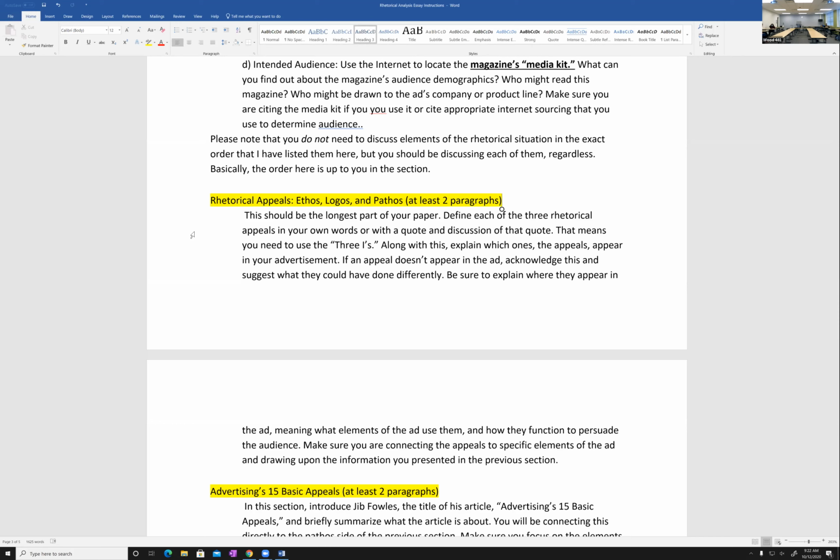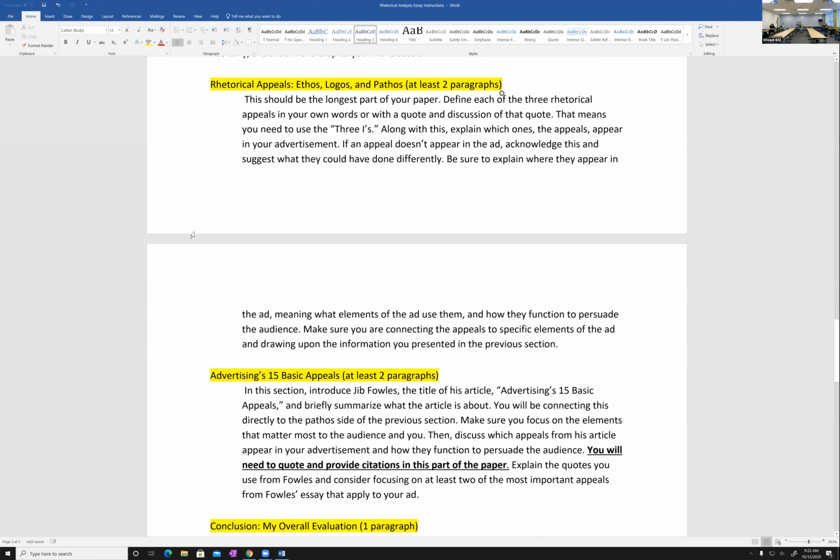However, make sure you use the 3 I's with your quoting. And we talked about this in our last essay. Introduce, right? You know, your bun, your meat, and then your other bun. Now, don't forget, you also have to explain which ones appear in your magazine. And if it doesn't appear, acknowledge it. You might not find any logos. There are no elements of logos within this magazine, but you have to acknowledge it and then suggest what they could have done to include that. Make sure you talk about each element and where it appears in the ad, or elements being used within the ad that demonstrate it and how they're trying to persuade the audience.